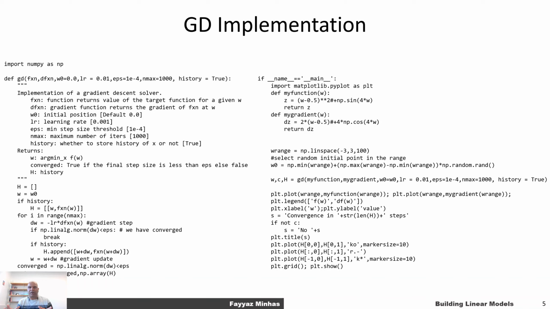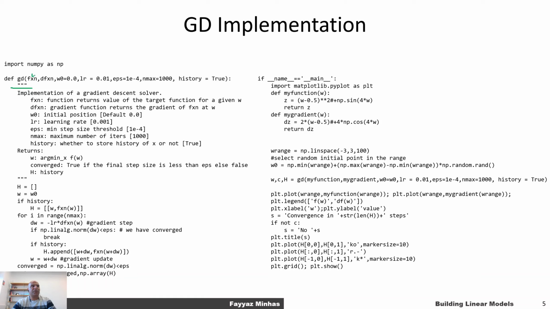Once we have all that, we can go ahead and implement this. On your screen is an implementation of gradient descent in Python. The core of this implementation is pretty simple. It's only a few lines of Python code, and I'm going to walk you through this code so you can understand it better. So over here, what we have is a function called gradient descent or GD.